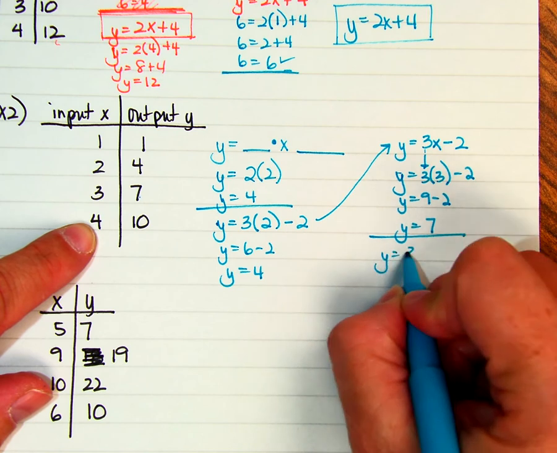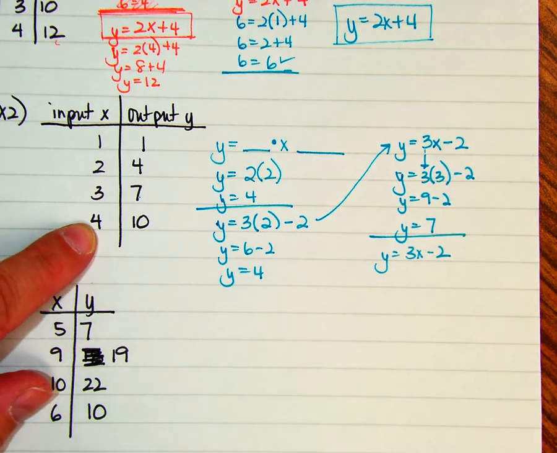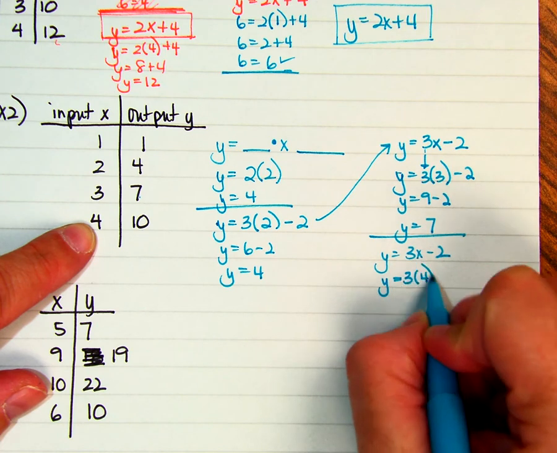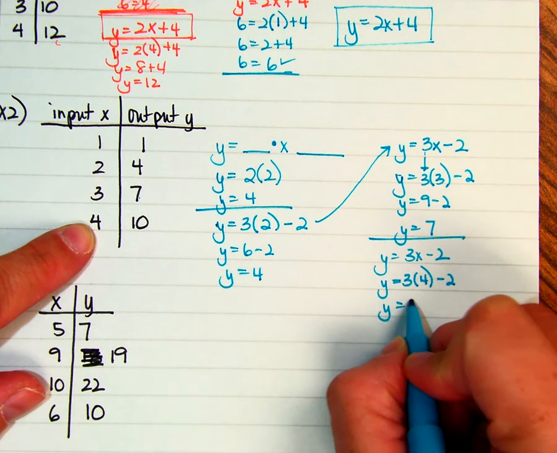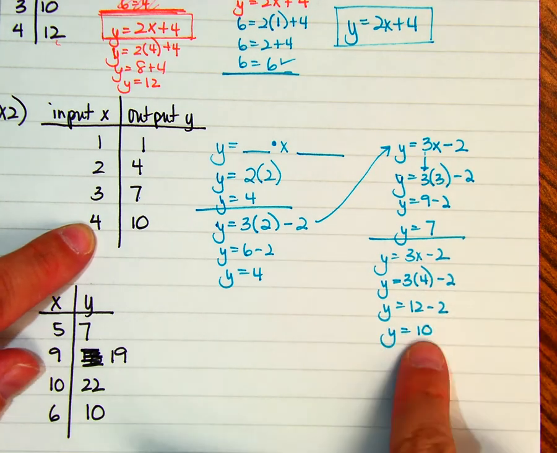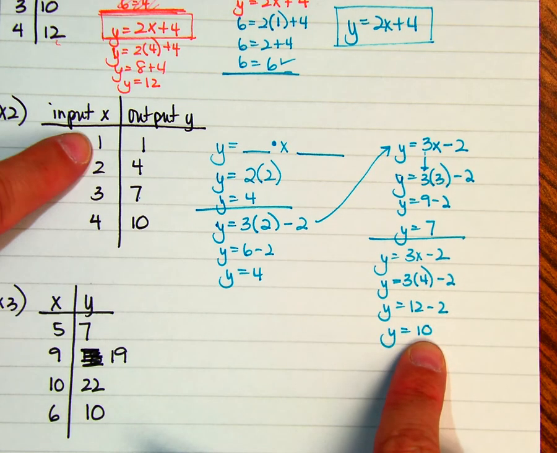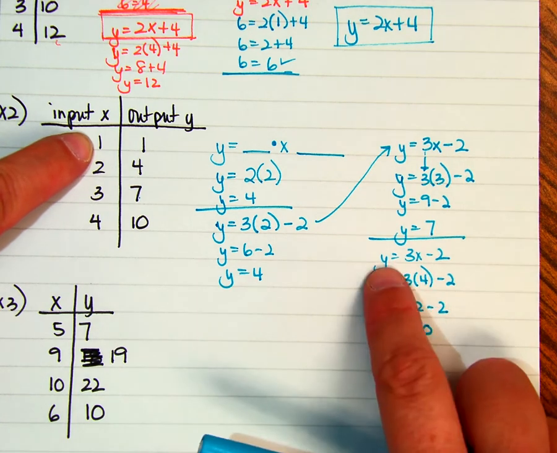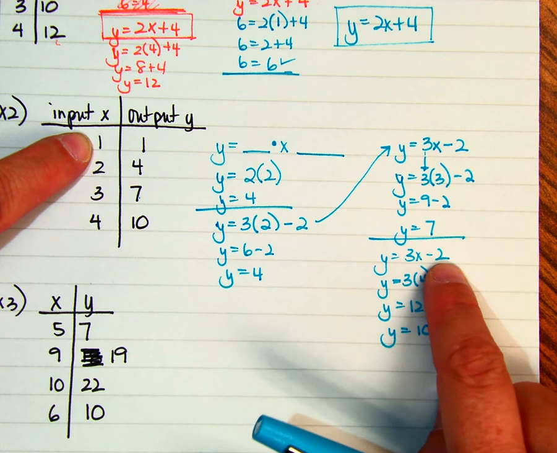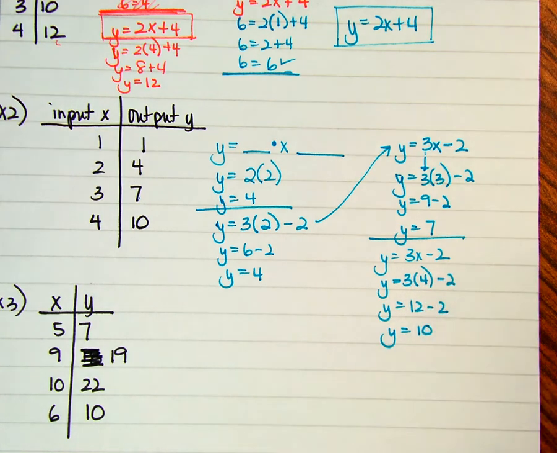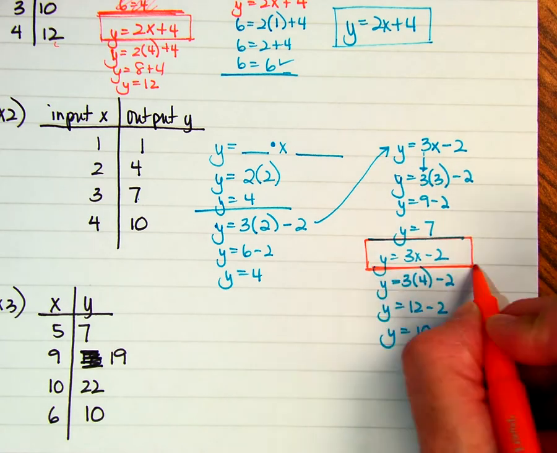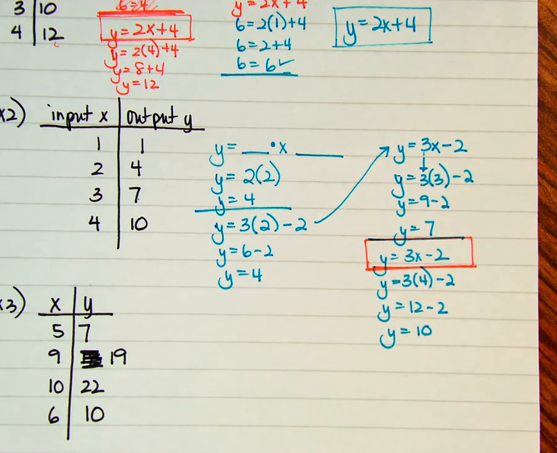So y equals 3x minus 2 is what I think the function rule is going to be. So y equals 3 times my 4 minus the 2 gives me 12 minus 2, which gives me 10. So it worked for that one as well. So let's do it for the last one. Y equals 3 times 1, which is 3, minus the 2, which is 1, and that works. So my function rule for this input-output is y equals 3x minus 2.